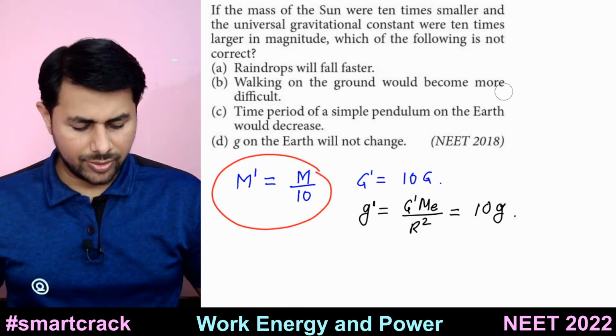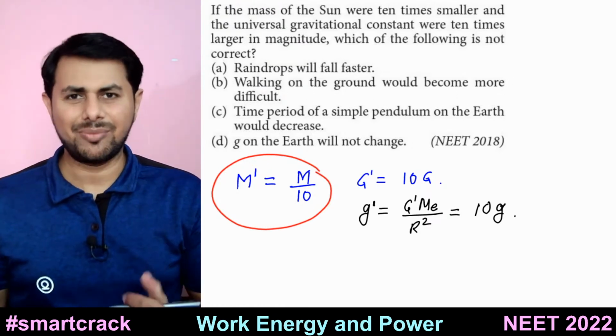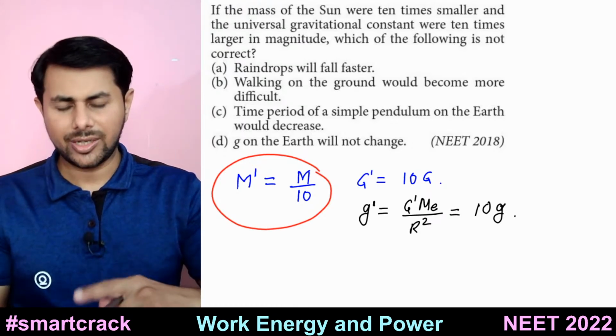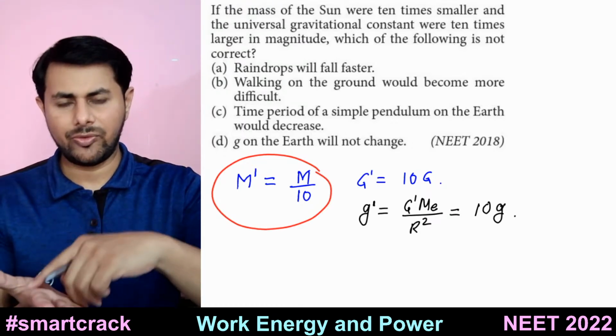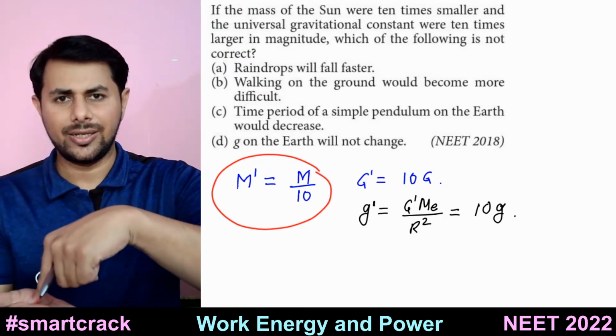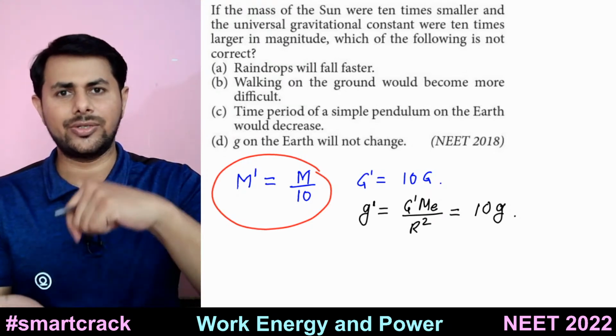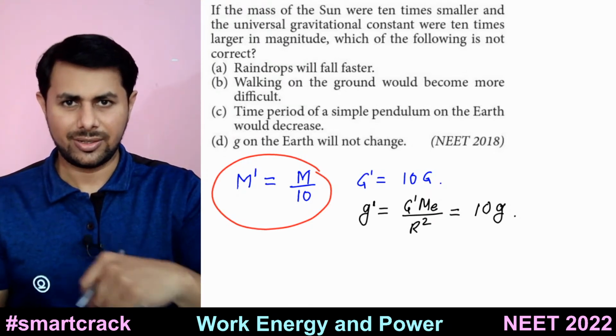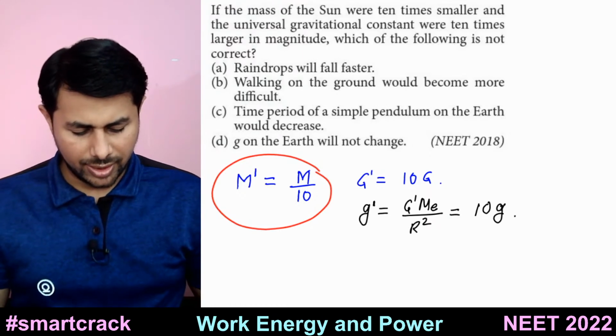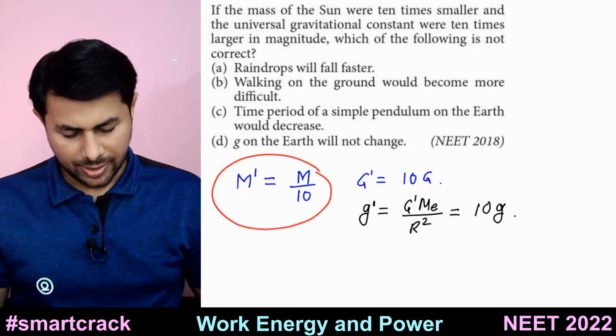Walking on ground would become more difficult. It will become more difficult because we walk against gravity. When we walk, when we lift our legs, we have to exert some force against gravity, right? So walking on ground will become more difficult.